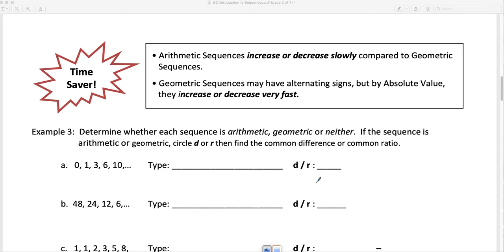Okay, so let's go ahead and take a look at example 3, and it's the first one. It should be example 1. I don't know why it's example 3, but that's fine. All right, the first one I've got here: determine whether each sequence is arithmetic, geometric, or neither. If the sequence is arithmetic or geometric, circle D or R. So D is going to be the common difference, R is going to be the common ratio. D is equal to the difference, or common difference, and R is common ratio.